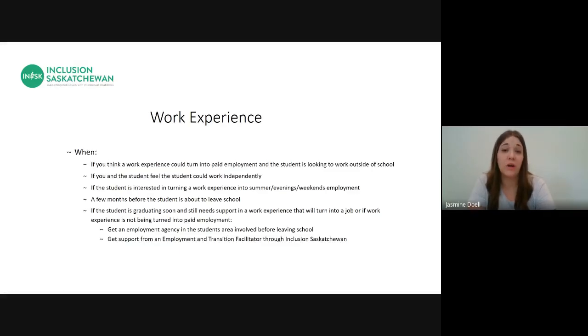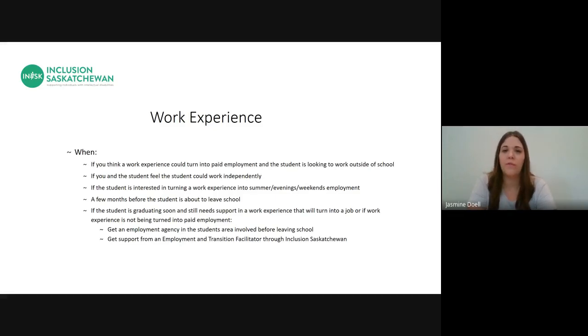If you think a work experience could turn into paid employment and the individual is looking to work outside of school, if you and the student feel the student can work independently, it is encouraged to try to turn the work experience into paid employment a few months before the student is about to leave school. Therefore, they have the job lined up for after they complete high school.